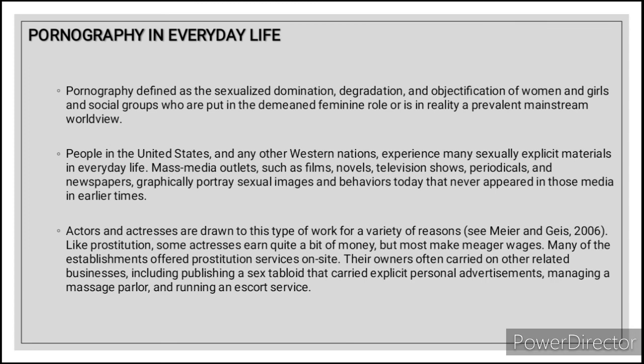Actors and actresses are drawn to this type of work for a variety of reasons, according to Seymour and Gaze in 2006. Like prostitution, some actresses earn quite a bit of money, but most make meager wages. Many of the establishments offered prostitution services on site. Their owners often carried on other related businesses, including publishing a sex tabloid that carried explicit personal advertisements, managing a massage parlor, and running an escort service.